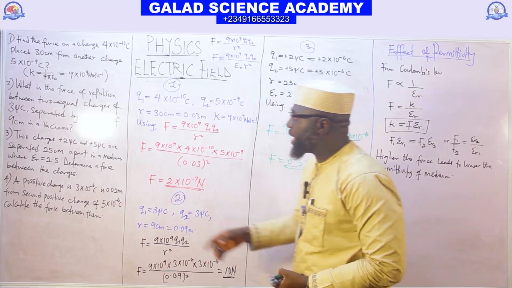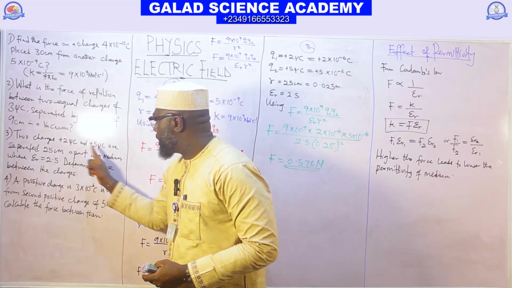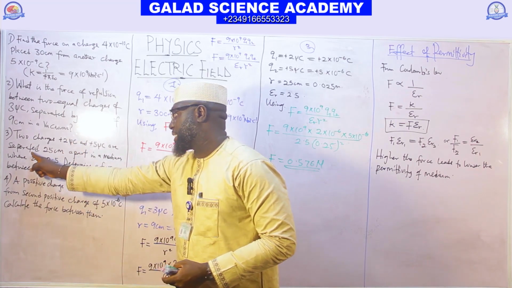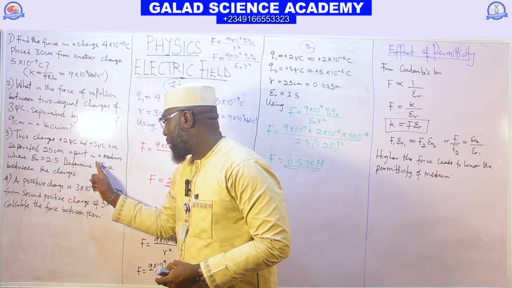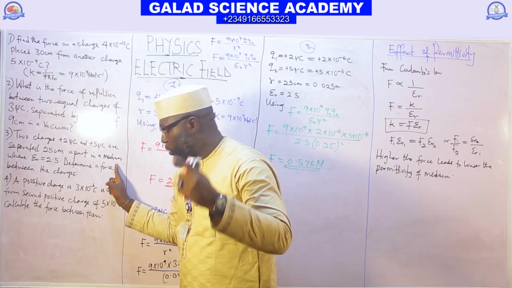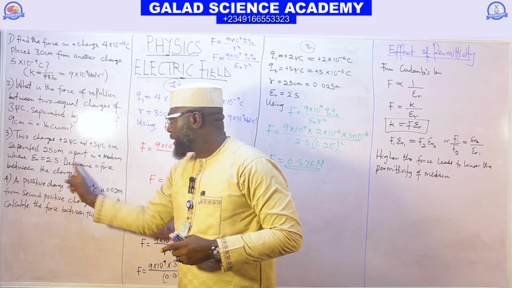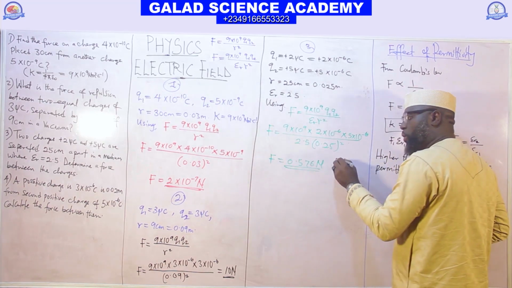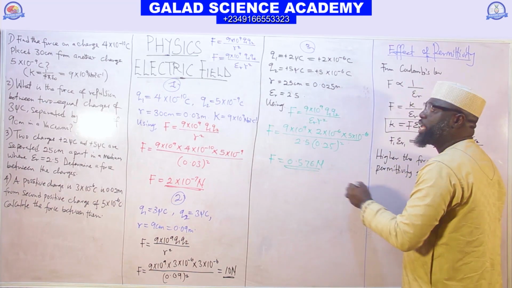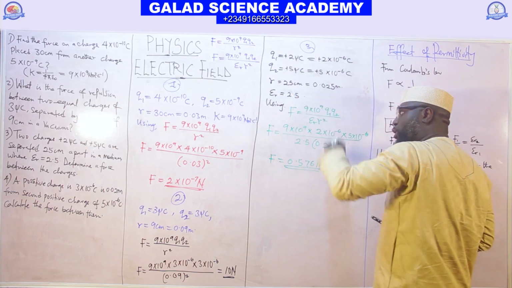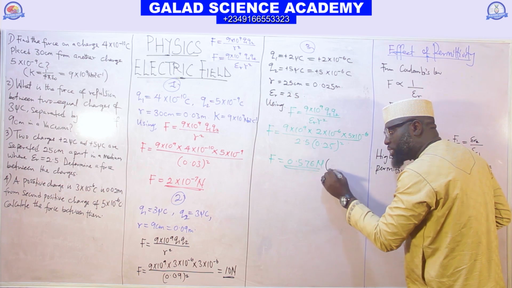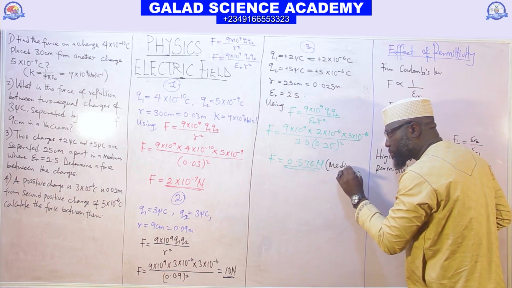Look at this example 3 here. Two charges, +2 and +5, are separated by 25 centimeters apart in a medium. The relative permittivity of the medium is 2.5. Determine the force. By determining the force in the medium, we get this. This force is when it is in a medium.